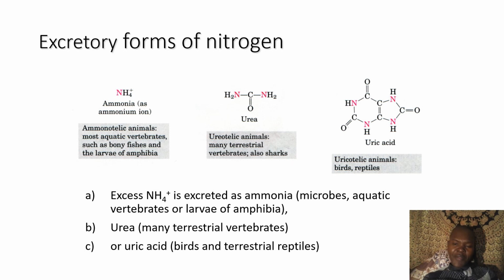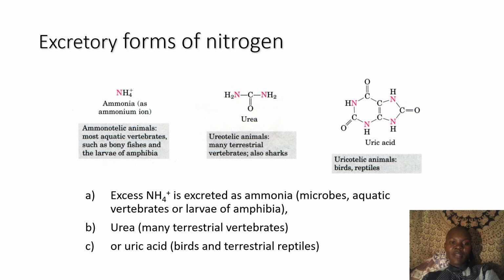During our study in Form 3, I think, we were looking at excretory forms of nitrogen, and what I could remember was uricotelic animals, and there I could remember the birds. The nitrogen product in birds was uric acid, and now even the reptiles. And what I could also remember were the aquatic animals. The aquatic ones were known as ammonotelic. So ammonia. And then we have urea, terrestrial vertebrates. So just like us, urea, and also sharks.